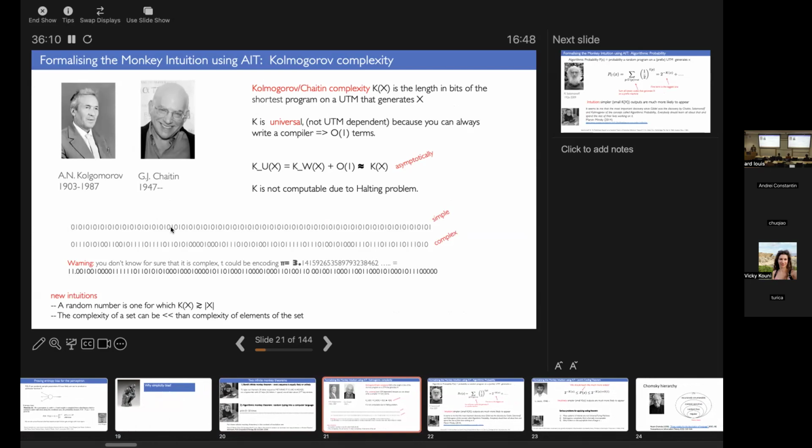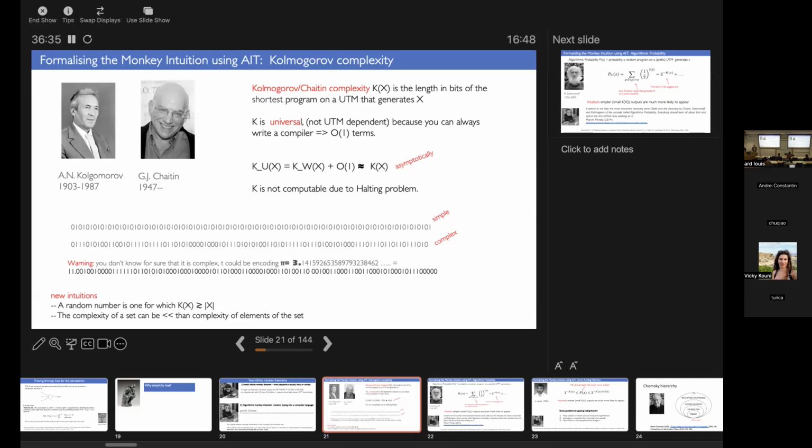Intuitively, I give you this string, 0, 1, 50 times. That is simple because I have some simple description of it. Whereas this string below it, as far as I know, has no shorter description than print the string. That's a complex string. And so their argument is that the complexity of a string can be defined as the length of the shortest program that will generate that string on a universal Turing machine, which is a universal computing device.